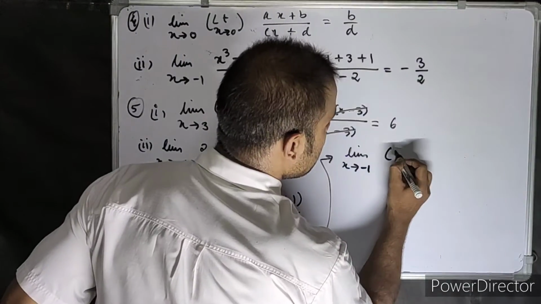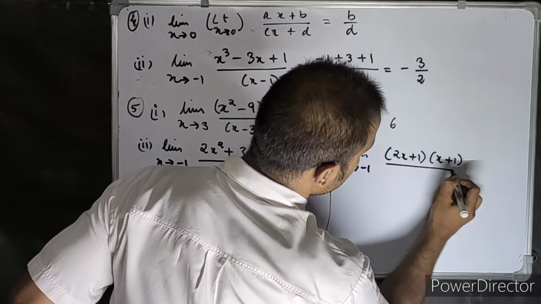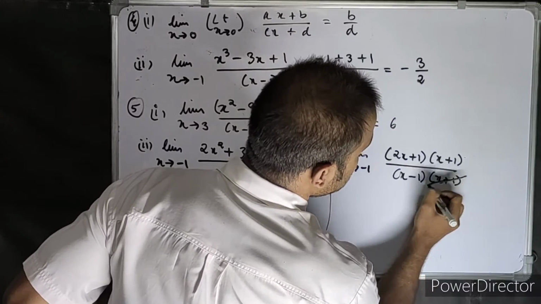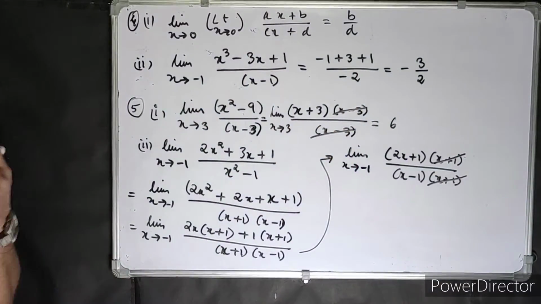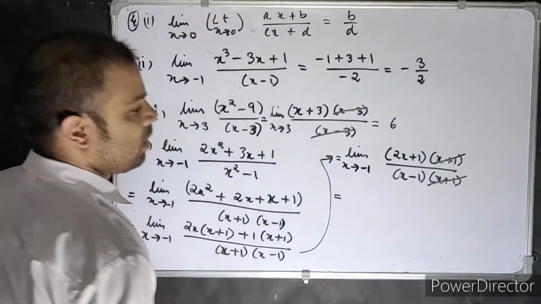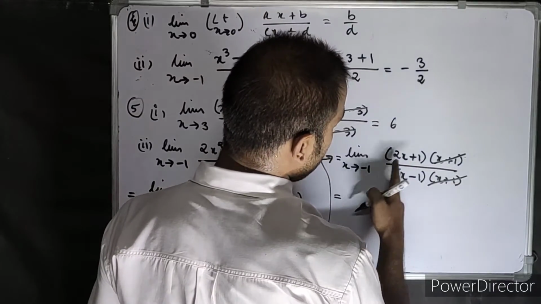So that will be (2x plus 1) whole thing divided by (x plus 1) and (x minus 1), and (x plus 1), cancel them out. Alright, now you've got a nice equation where you can put the value. Okay, put the value.